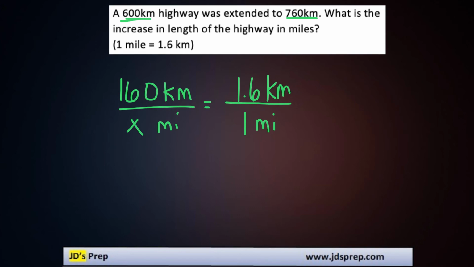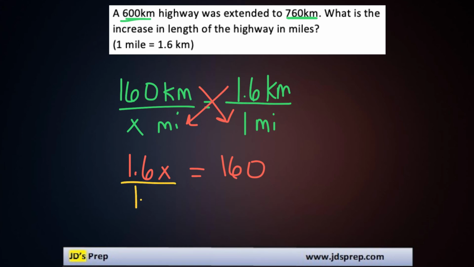So let's do 1.6 times x is equal to 160 times 1, or just 160. Well, this is pretty easy to solve. All we need to do is divide everything by 1.6. And you don't even need a calculator for that. 160 divided by 1.6 is 100.